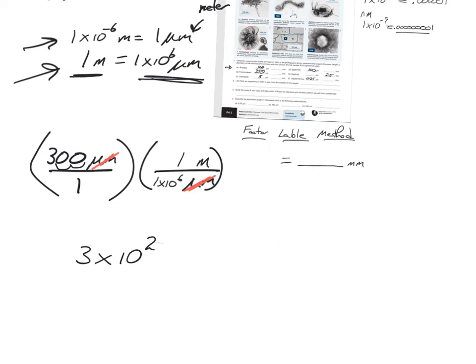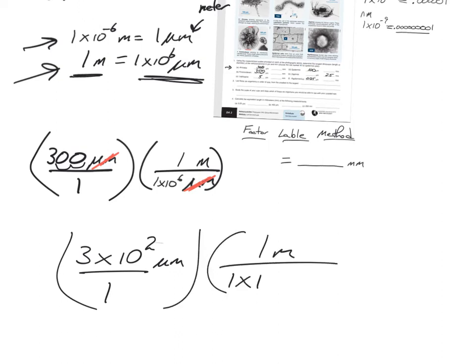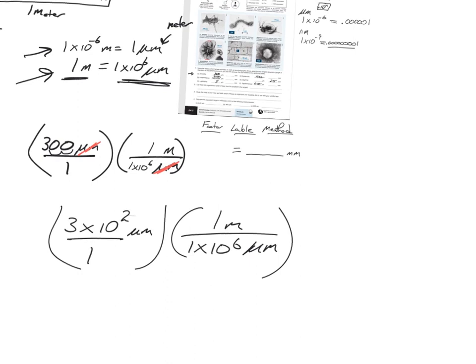All right. So 3 times 10 to the 2 over 1, that was micrometers, times 1 meter divided by 1 times 10 to the 6. Now, there's a reason I'm doing this, so I hope you're listening, because your life will be a lot easier for literally the rest of your life if you go into the sciences. So if you have this, micrometers cancel out. Now here's where the fun part comes in. When you divide exponents, you are subtracting them. When you multiply exponents, you add them.